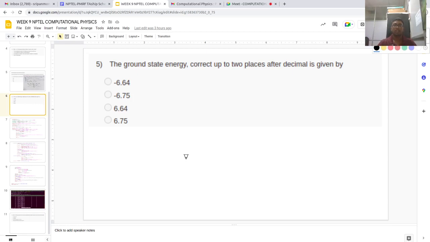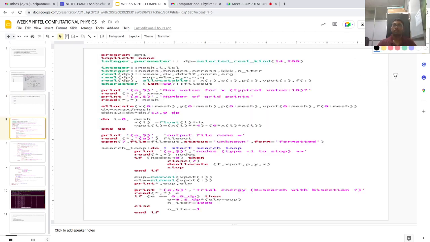Okay, so now let us move on to the second question, where we need to calculate the ground state energy using the Numerov algorithm. It is asking for the ground state energy correct up to 2 places after the decimal. So let's move on to the algorithm part. I think it's better to show it in the directory, so just give me a few minutes.